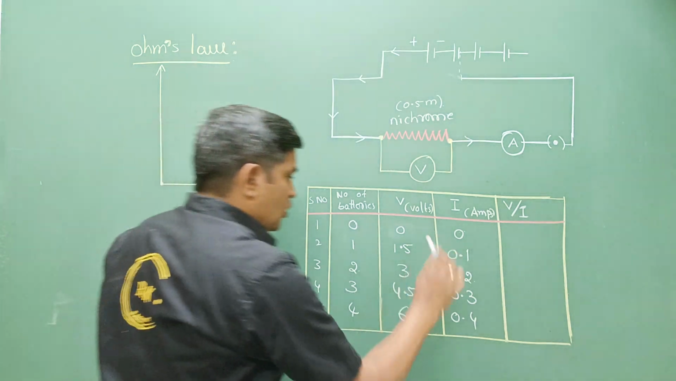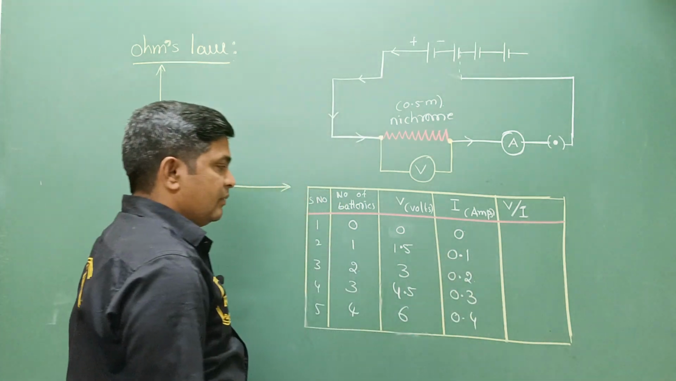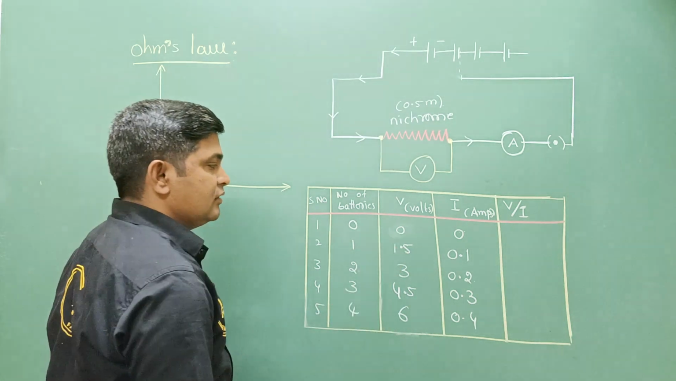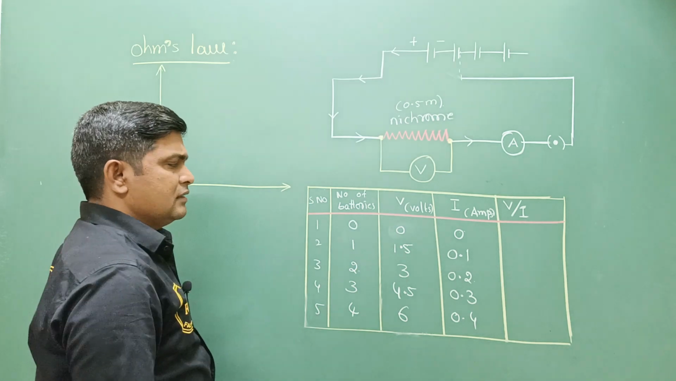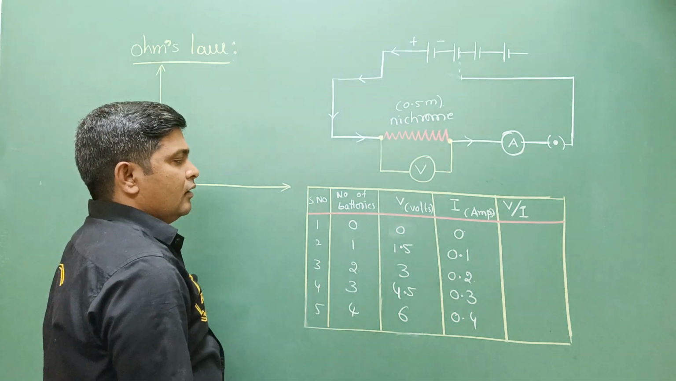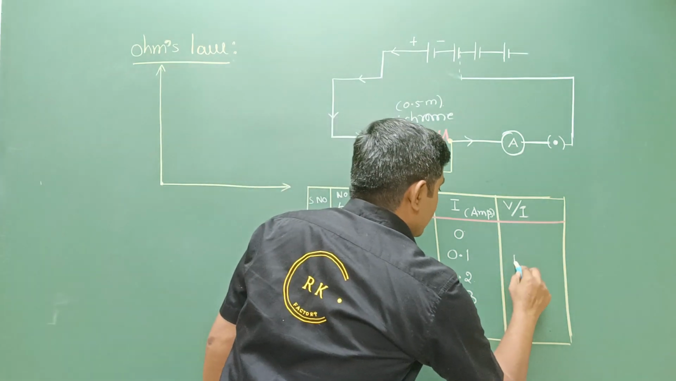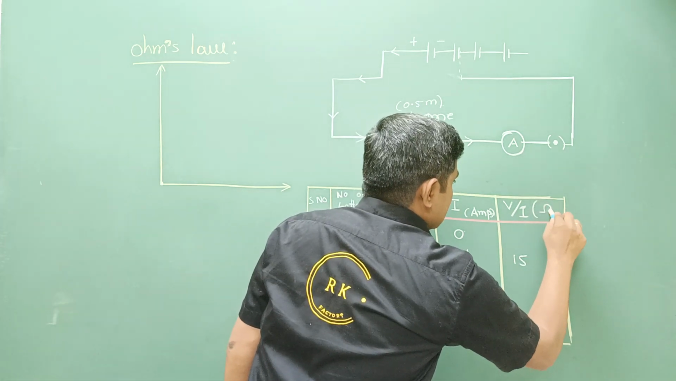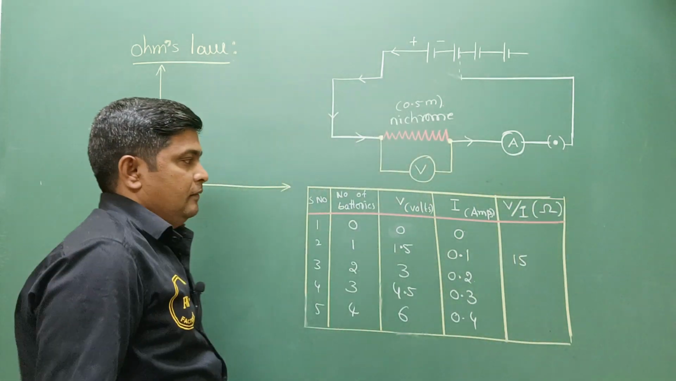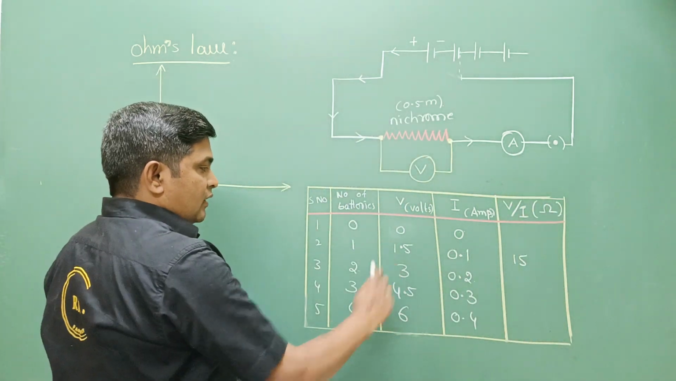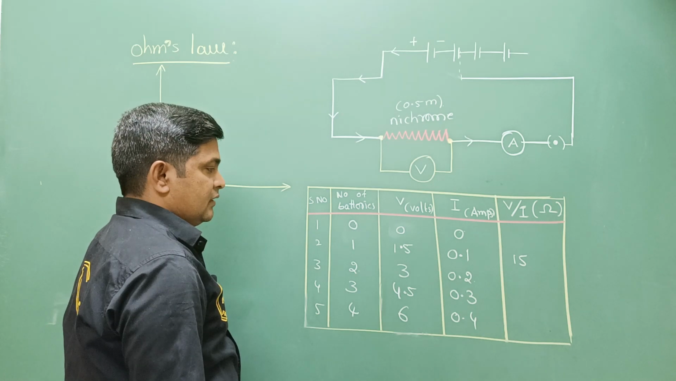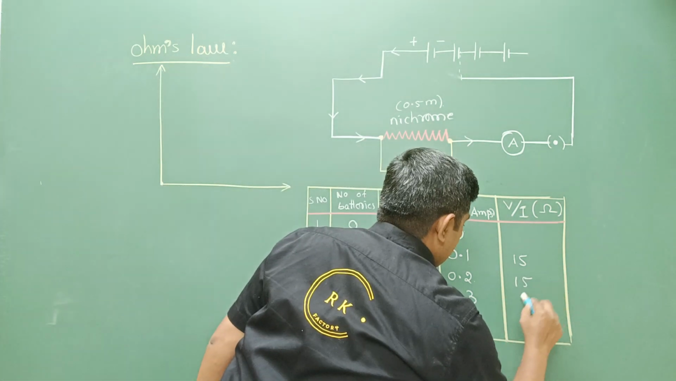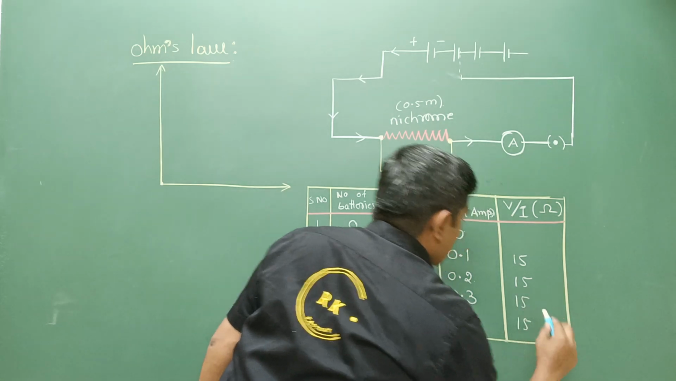Apart from the 0 value, let us check all the remaining values. 1.5 by 0.1, then the decimal is going to be cancelled. It is going to get 15 ohm. What is the unit for this? Why has it come? We will see. 15. Then what is happening here? 3 divided by 0.2 means 30 by 2. Again it is going to get 15. Again 15. Again 15.